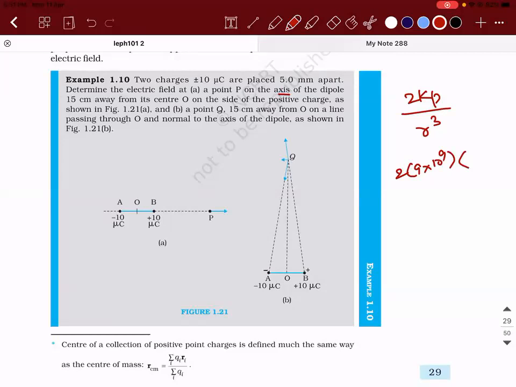What about p? p is how much? 10 into 5. Yes, it is 10 into 5. This is 10 power minus 6 into 10 power minus 3, the whole divided by r cube. r is 15, so 15 into 10 power minus 2, the whole cube. If you solve this, you will get the answer.